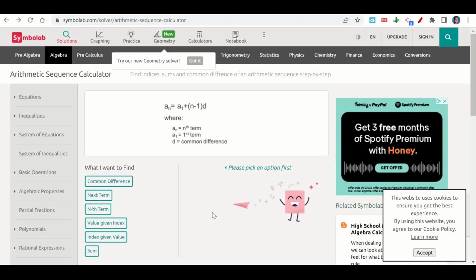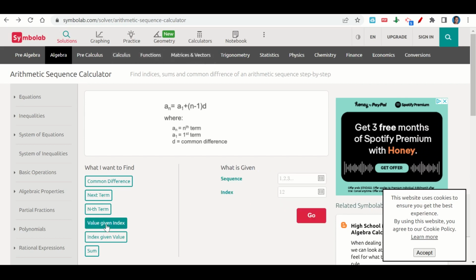So we go to Symbolab and we go to the arithmetic sequence calculator, and we're going to click on the one that says value given index. So I'm going to click on that one, and it asks us for the sequence. Now it prefers to receive the sequences in terms of numbers. So if they give you the equation, that's okay. Just find the first 2 terms. That's all you really need. So I'm going to go ahead and put in the first term as 2 and the second one as 7.